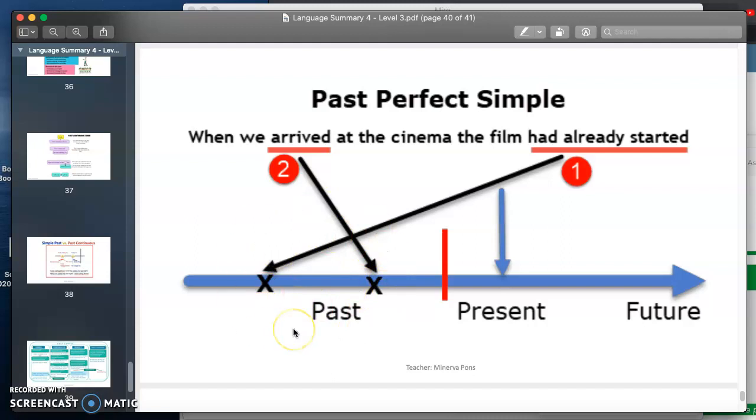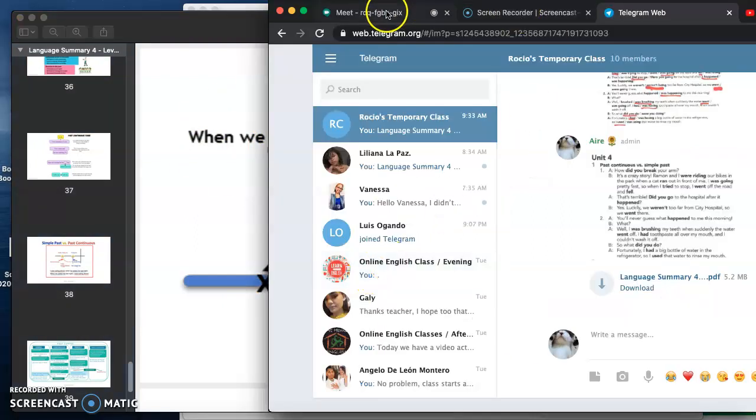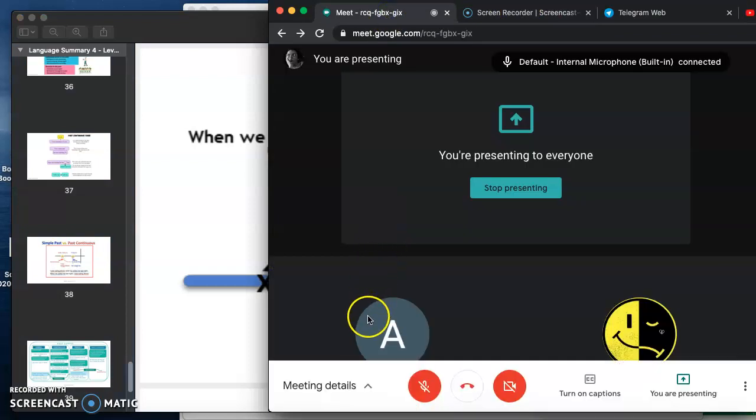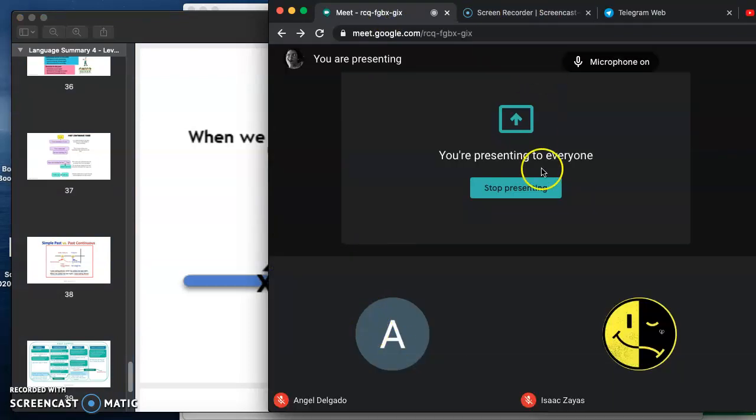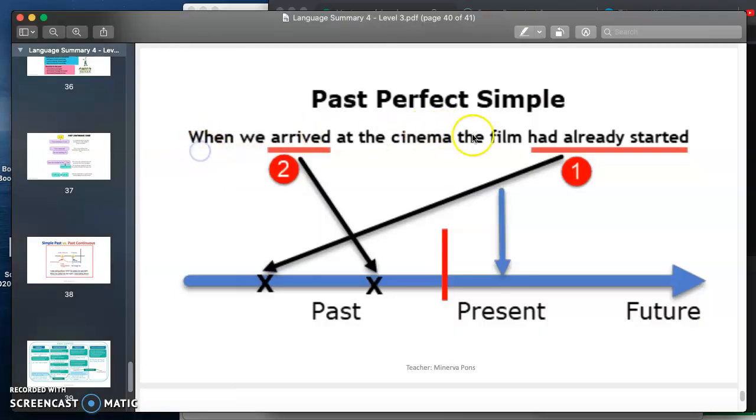Let's say, for example, the movie started at 8 o'clock, but then we arrived at 8:15. That means the movie started first and then we arrived. So when we arrived at the cinema, the film had already started. This happened first and then we arrived.